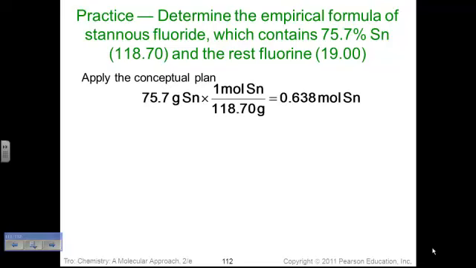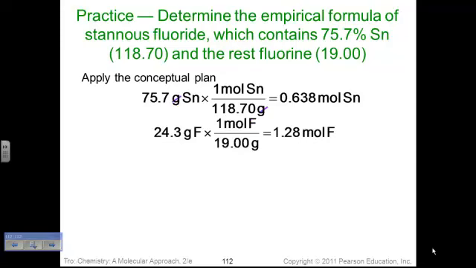75.7 grams of tin divided by the 118.70 gives us a mole value of 0.638 of tin. Moles of tin, grams divided by formula weight. Do the same for the fluorine. 24.3 grams, and again, just to reemphasize, of 100% of the mass, 75.7 of it comes from tin. The remaining percentage, 100 minus 75.7, is where we found the mass of fluorine. 24.3 divided by the 19, its given atomic weight, turns it into a mole number. So we have Sn 0.638, F 1.28.